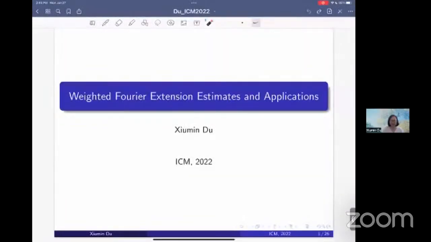Thank you. It's my great honor and pleasure to speak here. I'll talk about weighted Fourier extension estimates and applications.